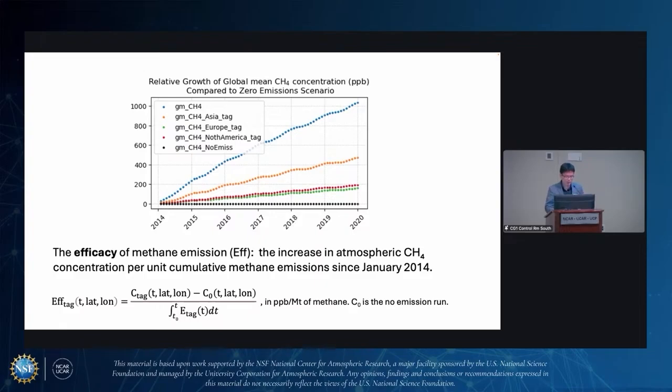And the equation is shown here. This is the efficacy, and the C tag is the concentration of the tags here, and the C0 is the concentration from the no emission run. And here is the cumulative methane emission since January 2014. And the unit for this variable is ppb per megaton of methane emission.